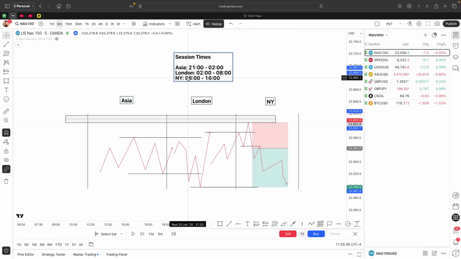So these are the times. Asia, I mark it out from 9 o'clock p.m. in the evening until 2 a.m. London is 2 a.m. till 8 a.m. New York is 8 a.m. till 4 p.m. And during the New York session, we have our 9:30 New York time market open as well. So let's jump to the charts and let's look at some examples.